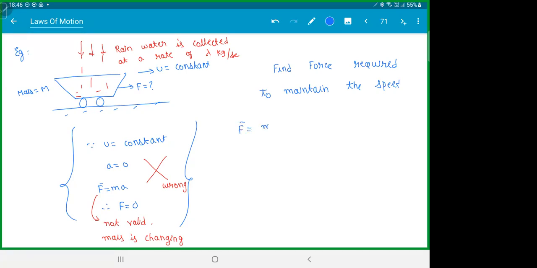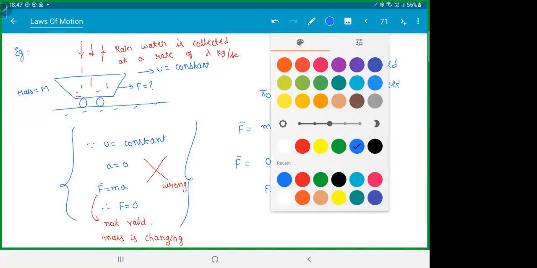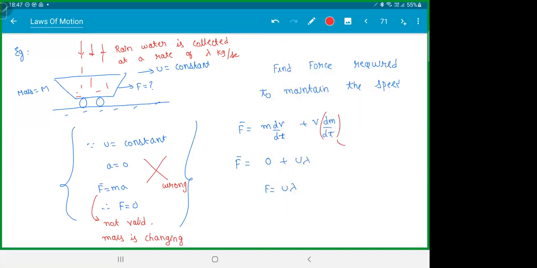F is m dv by dt plus v dm by dt. So this is F. This term will be 0. V is v only. Dm by dt is lambda. So F is v lambda. Dm by dt is the rate of change of mass. No? This term is lambda. Mass is changing at a rate of lambda kgs per second. Simple. Just an example. Let me show you a question, a better one.